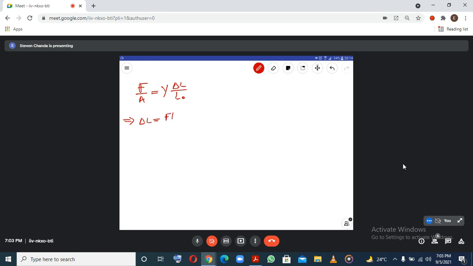So that's that, right? Then what do you do now? The change in length is equal to the force times the initial length over Young's modulus times the cross-sectional area, isn't it? Once you do this, the rest is really just plugging in the values.